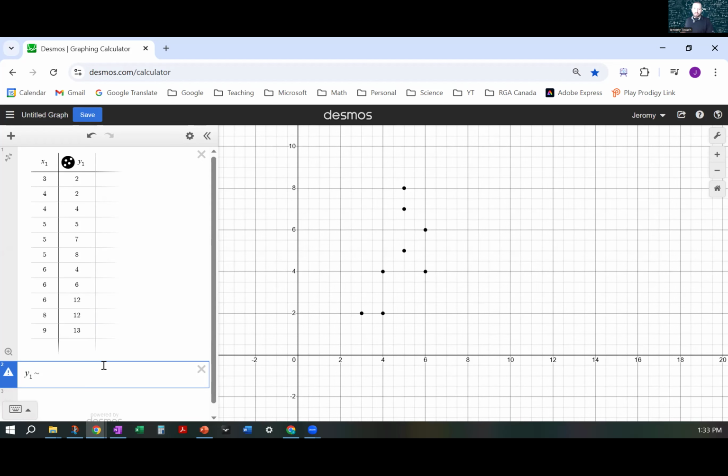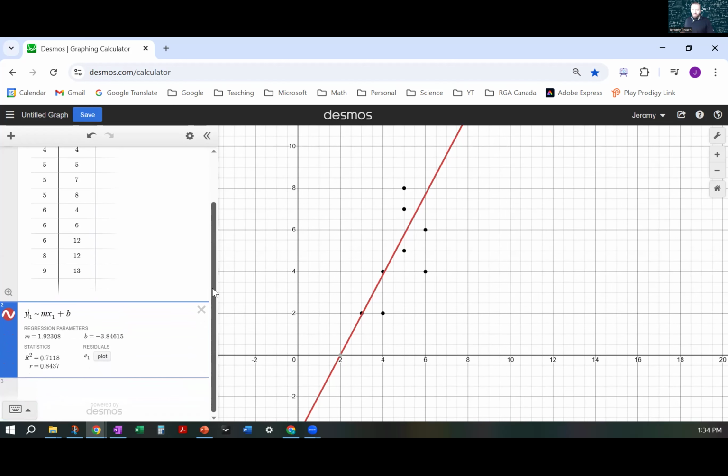I just call it a squiggly sign. It means about equal to. And now we're going to say that y subscript 1 is about equal to mx subscript 1 plus b. And again, you do the subscript, you press shift minus. That's telling the graphing calculator to graph a line of best fit based on this table data, the X1 table data. That's what the X1 represents here, and the Y1 table data represented here.